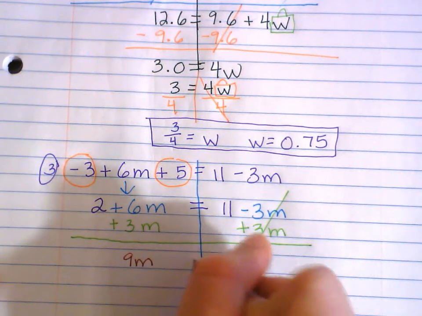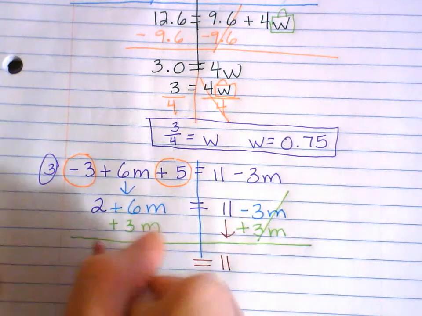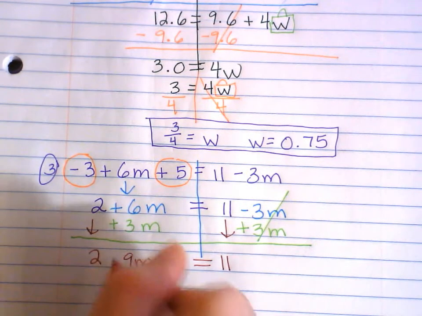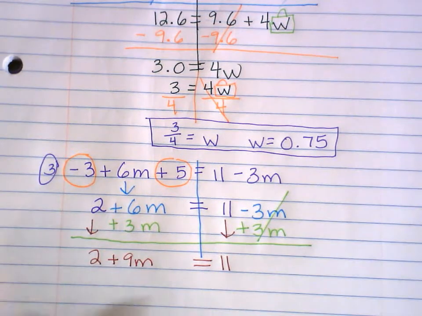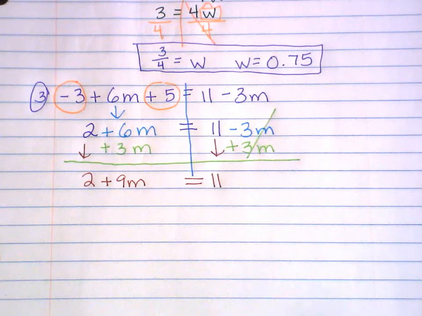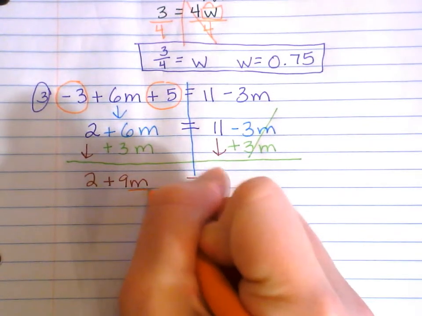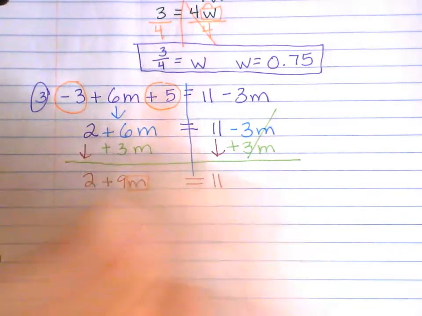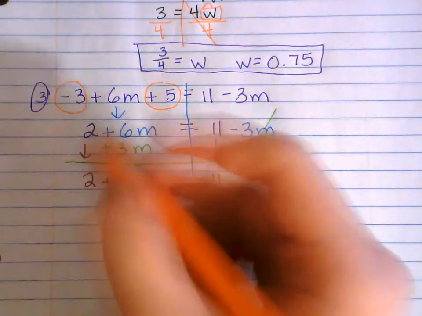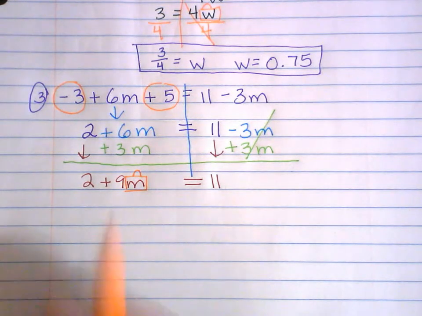Why I changed my pen color, I don't know. I was just getting bored. Bring down the 11. Bring down the 2. 2 plus 9m equals 11. So now it's just a two-step equation again. This is what we mastered last week, hopefully. Fingers crossed. I'm filming this during the first week of distance learning, but so far you guys have been doing pretty well.